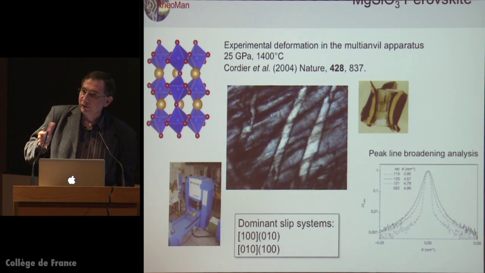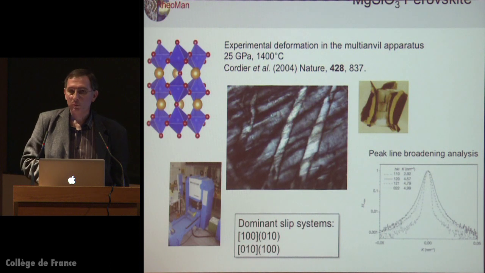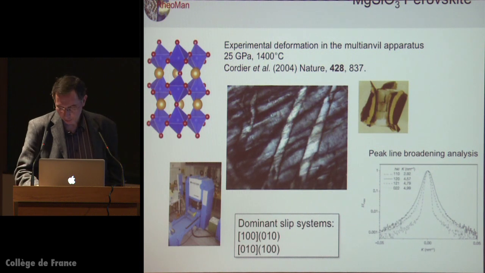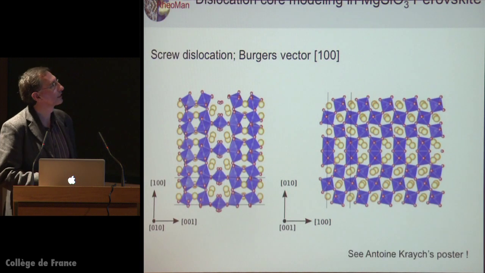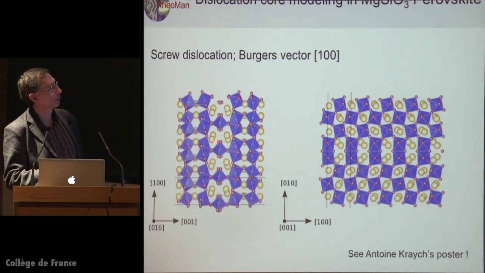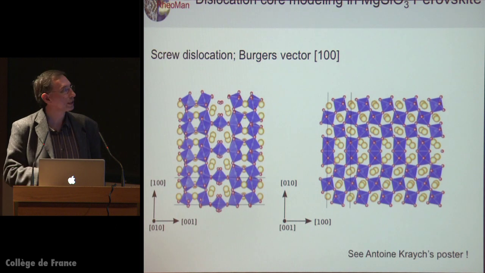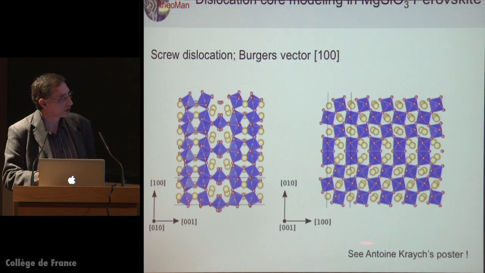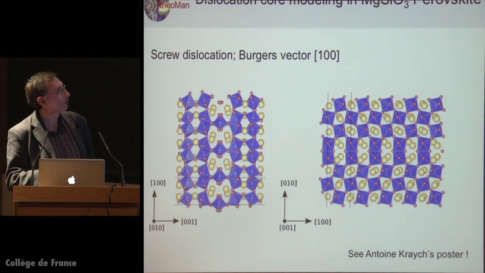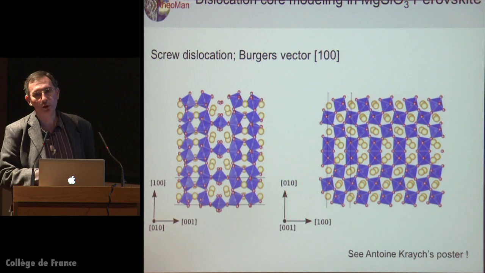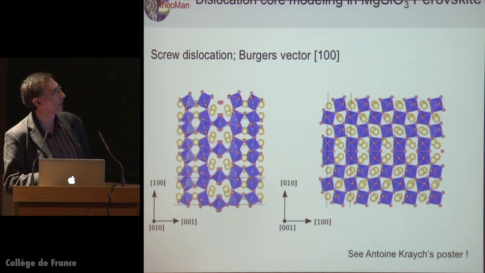Can we expect that we have same changes as we observed in MgO? Is it relevant for the whole mantle or not? So we are starting some calculation on the magnesium silicate perovskite. I will not say too much about that, and I invite you to see Antoine's poster this afternoon, where he will describe the first results that we're having on this structure.